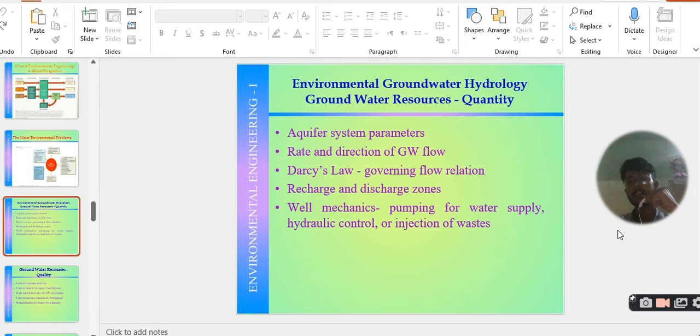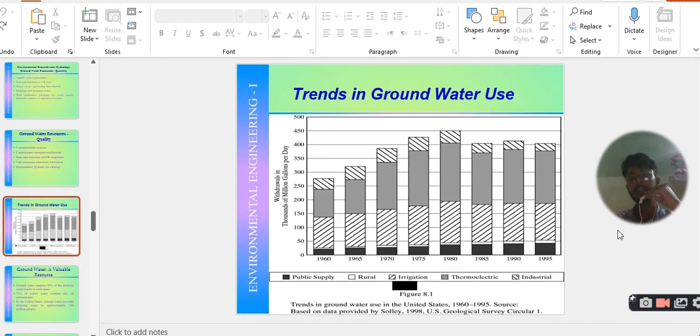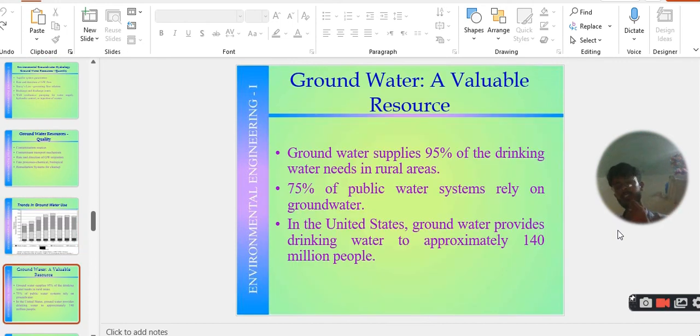Environmental groundwater hydrology: groundwater sources and quantity, aquifer system parameters, rate and directions of groundwater flow, Darcy's law, governing flow relations, discharge and recharge zones, well mechanics, pumping for water supply, hydraulic control or injection of wastes. Groundwater resources quality: contamination sources, contaminant transport mechanisms, rate and directions of groundwater migration, fate processes, chemical and biological remediation systems for cleanup. These are the topics of today's lecture.